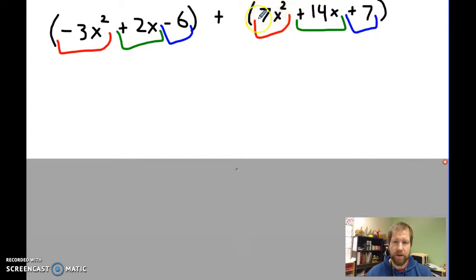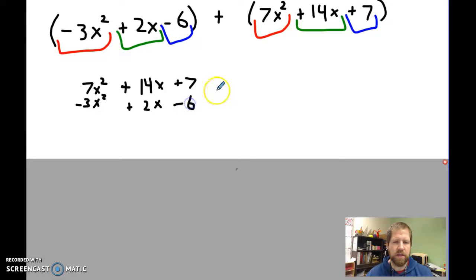And then I'm going to say, okay, this is positive, so I'm going to write 7x squared, and below that I'm going to write negative 3x squared. Okay, and then I'm going to come over to this next one. I'm going to say, okay, I've got plus a 14x, and then down below that is plus 2x. And then I've got a plus 7, and below that I have a minus 6.